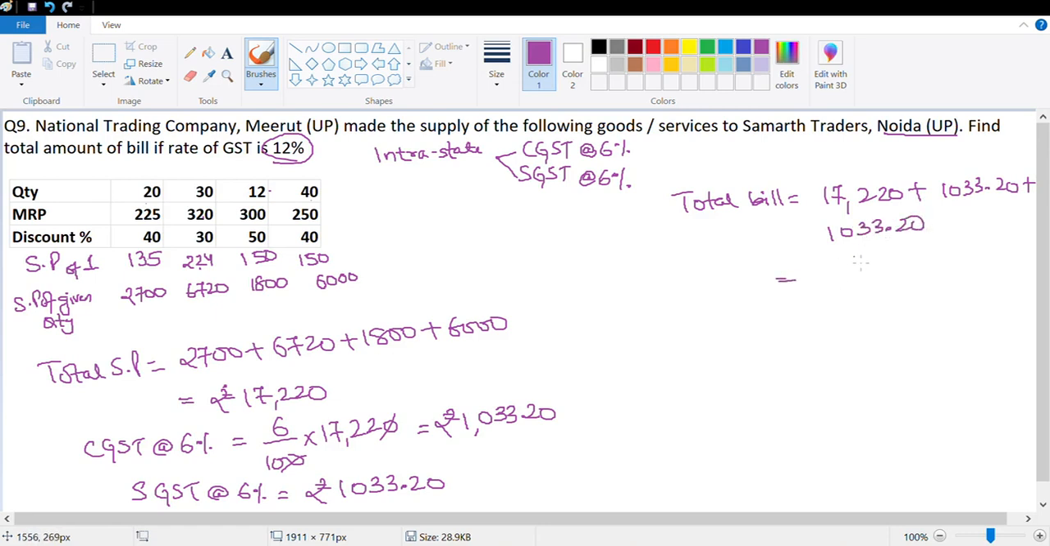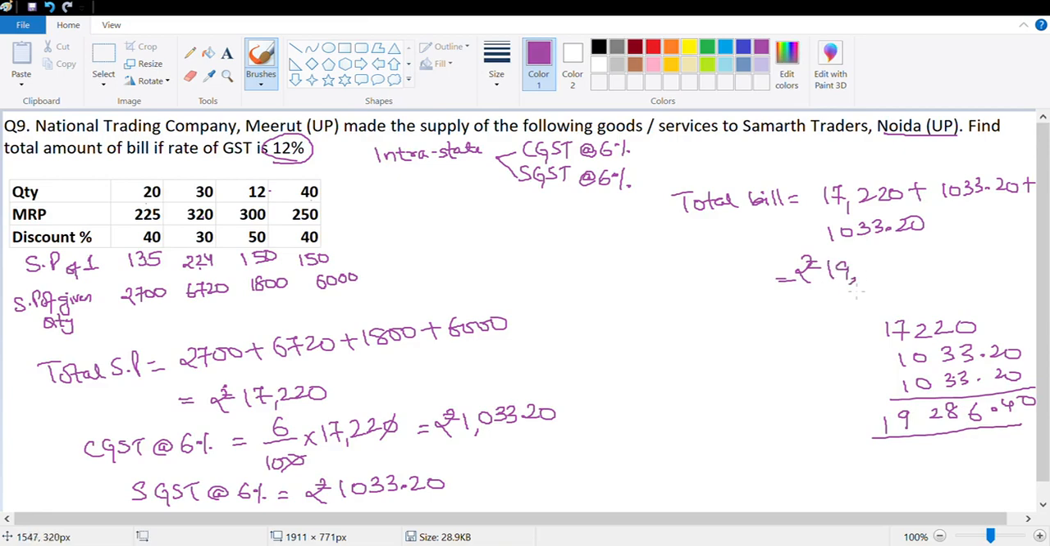If you add the total, let's do this: 17,220, 1033.20, 1033.20. That's 19,286.40. That's the final amount of the bill.